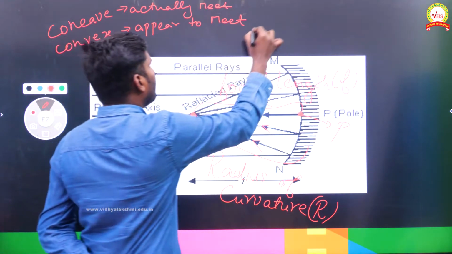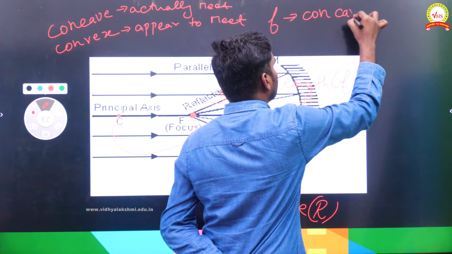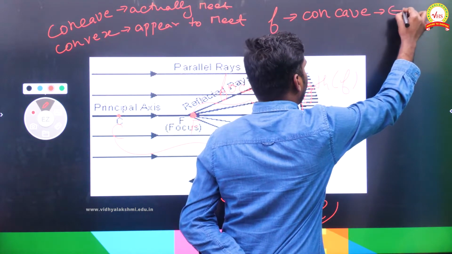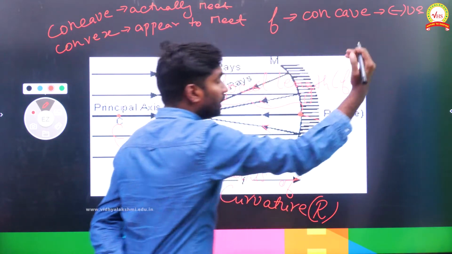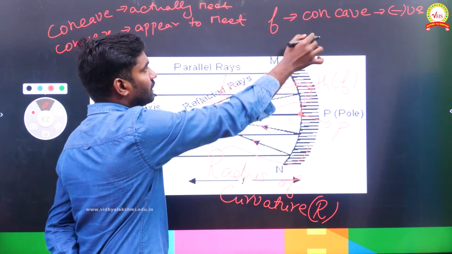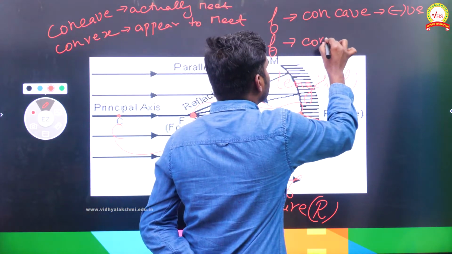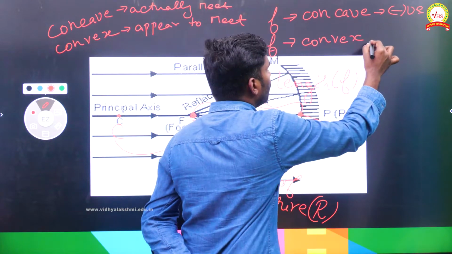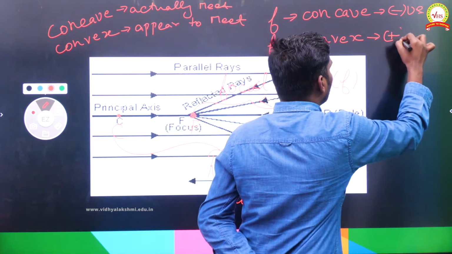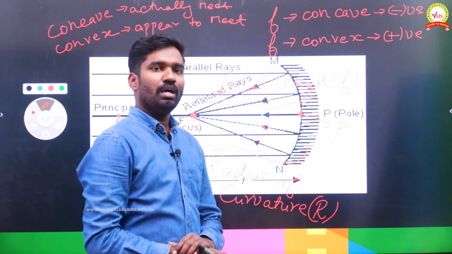Clear? The focal length of a concave mirror will be negative. Why? Because it is located towards the left from the pole, so we are taking it as negative. And the focal length of a convex mirror will be positive. Why is it positive? Because it is going to be located towards the right from the pole.